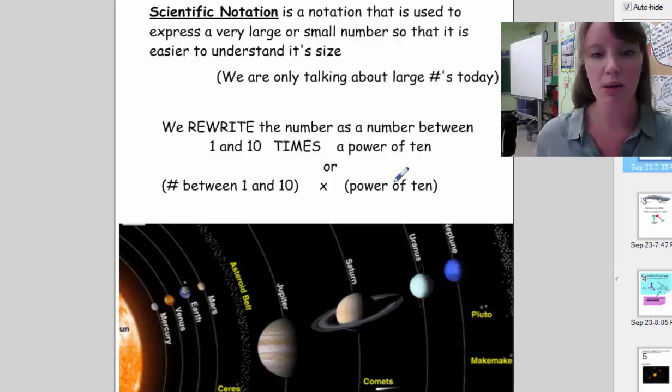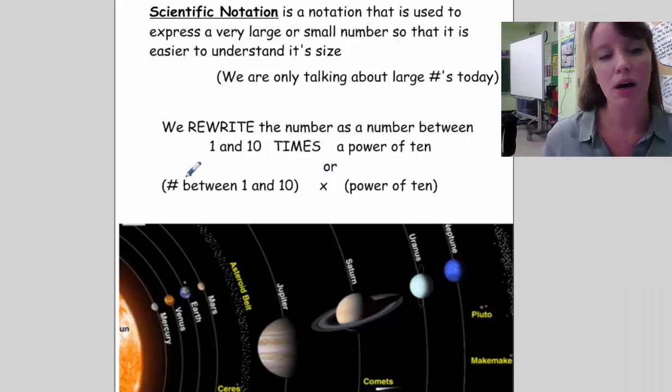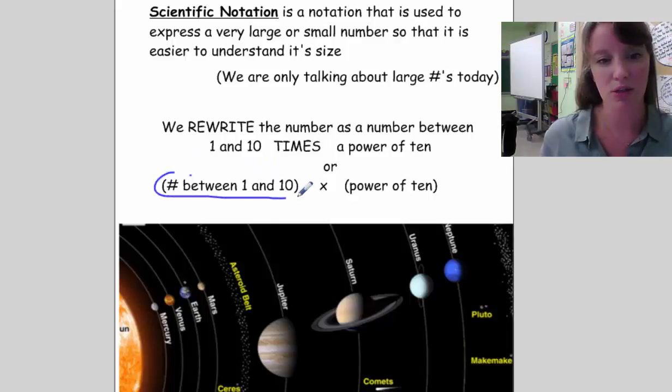We can rewrite the number as a number between 1 and 10 times a power of 10. In parentheses, it's a number between 1 and 10, so that's going to be our first factor. We're going to rewrite the number as the product of two things, so you have two factors. So, a number between 1 and 10 times a power of 10.